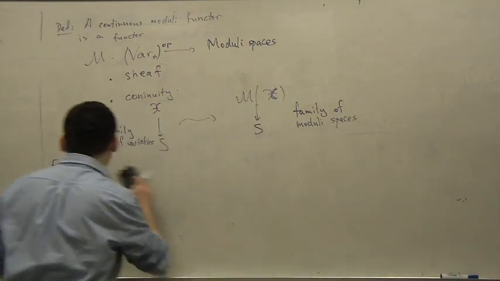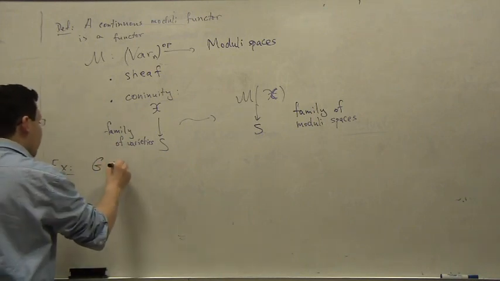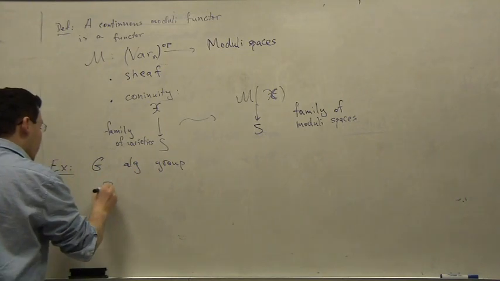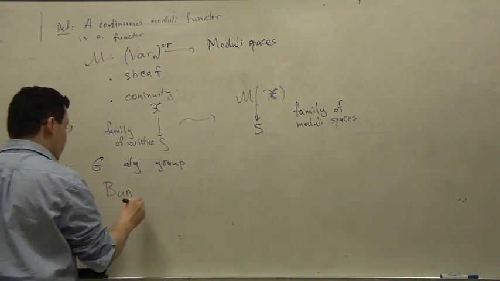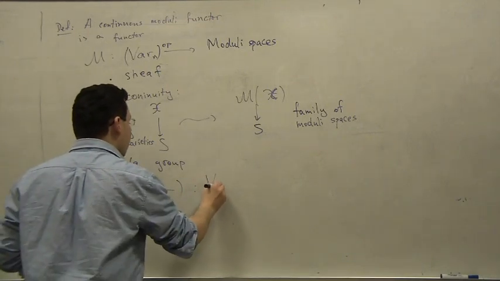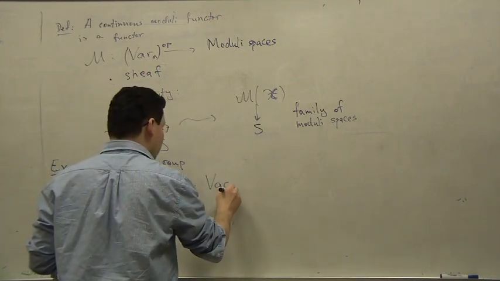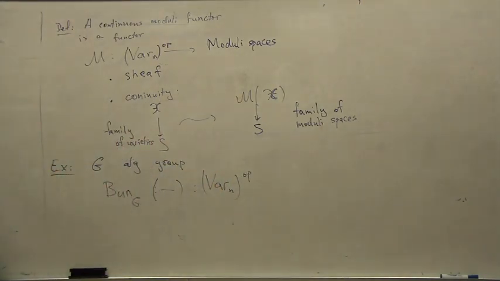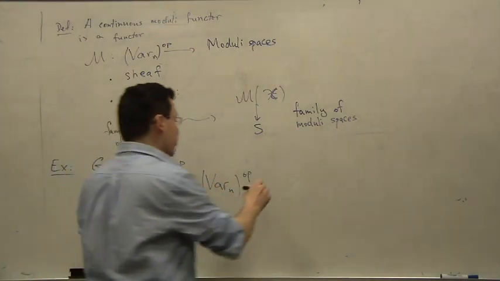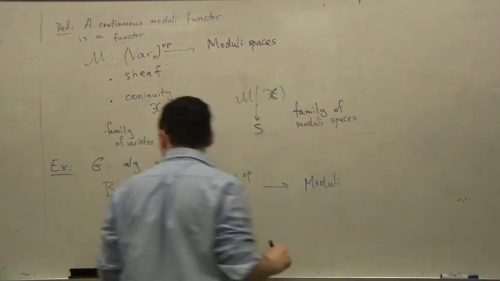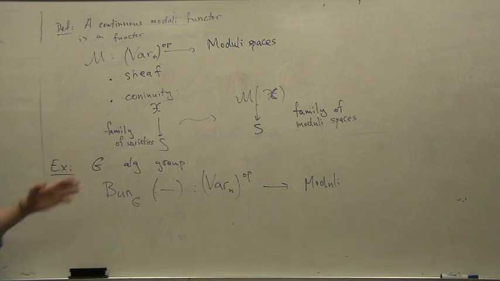So some examples. First example: G is an algebraic group, and we take the moduli of G bundles, a functor from n-dimensional varieties. If you have a map and you have a G bundle on the target, you can pull it back to the source. So this is an example of such a functor. You can check it satisfies the sheaf condition.